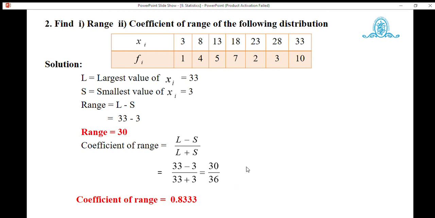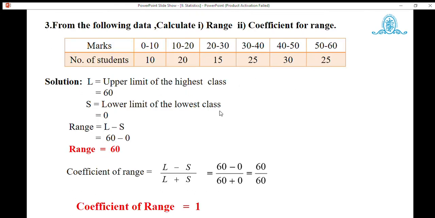I think this is clear to all of you for ungrouped data. Next, let's go for the group data. First observe your class intervals which are given to you. Again, we have to find range and coefficient of range, but now the data is group data. The marks are given and the number of students. Between 0 and 10, there are 10 students. From 10 to 20, there are 20 students. Likewise, the next columns are given.